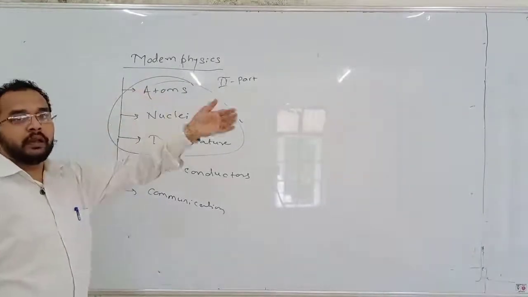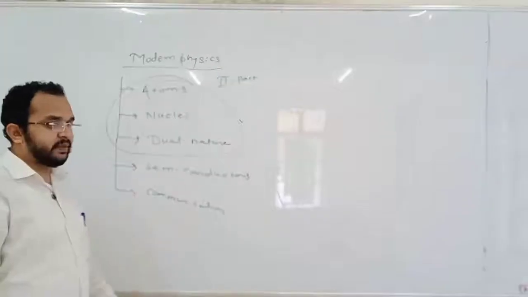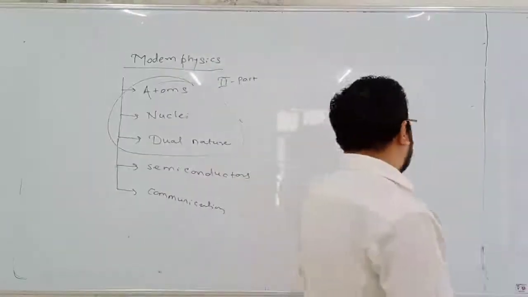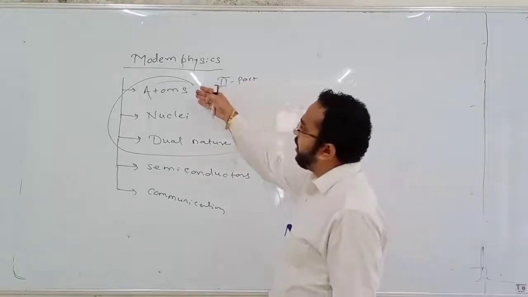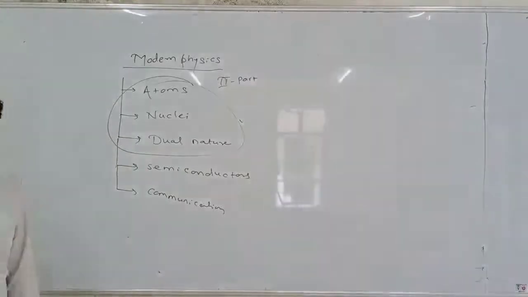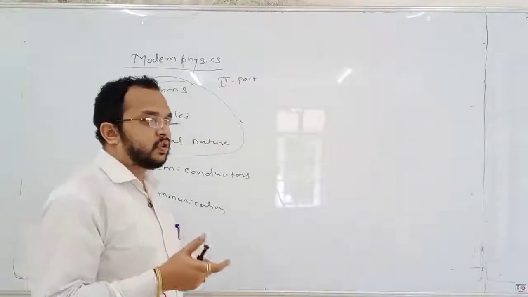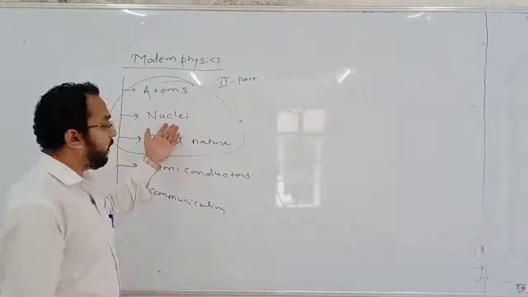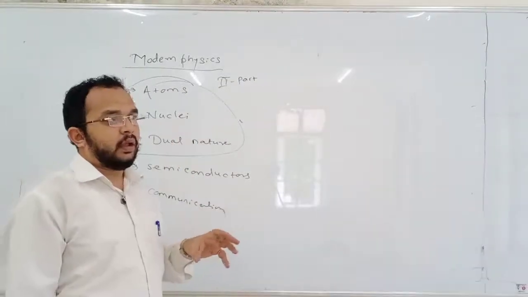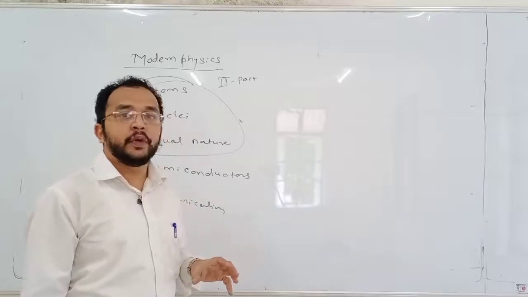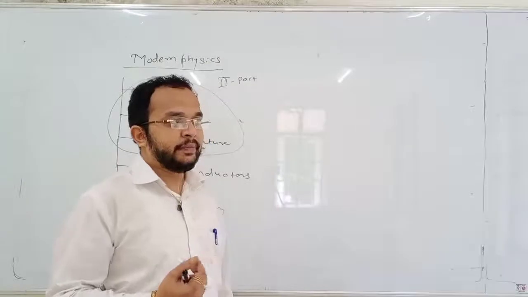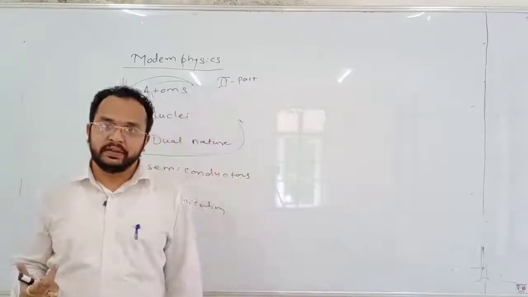This part will keep after these two chapters. Why? Because atoms you have studied in 11th class chemistry, that is structure of atom. And nuclei, in which the main content is radioactive decay of the nucleus. Radioactive decay means every nucleus emits some radioactive rays.